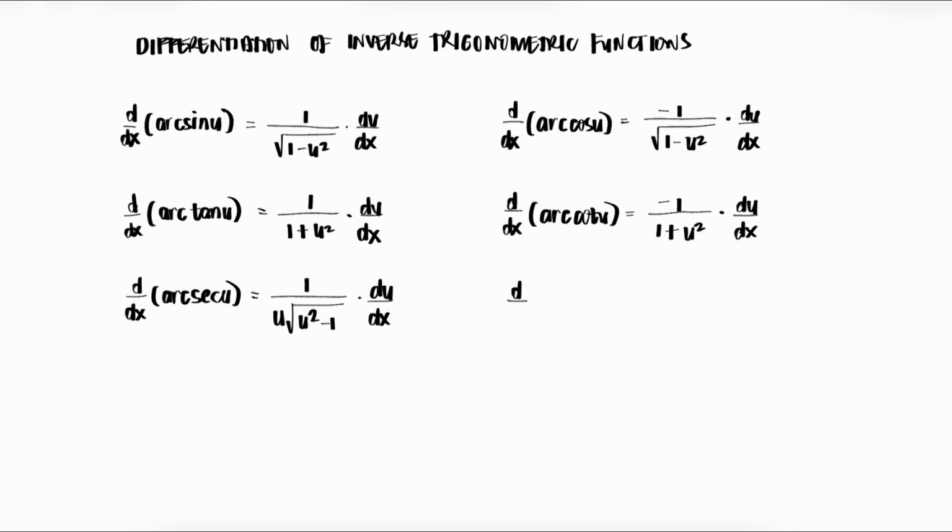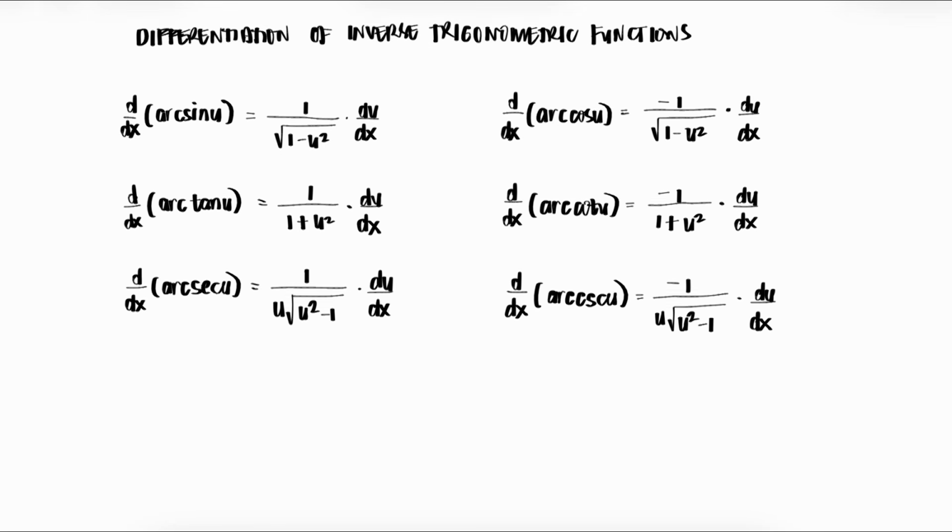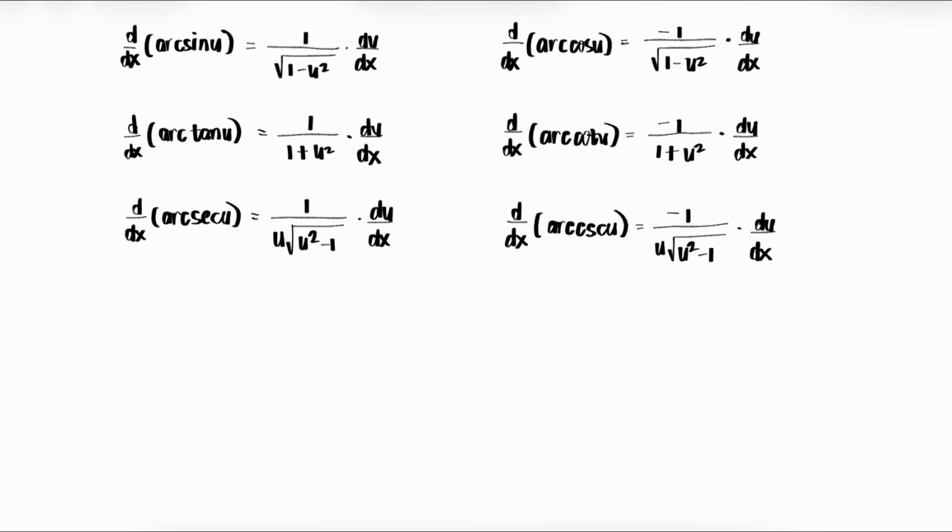And for the derivative with respect to x of arc cosecant of u, we just copy the formula for the derivative of arc secant. So arc cosecant of u is 1 over u square root of u squared minus 1 times the derivative of u with respect to x. Again, you just need to put a negative sign. So it's the negative of 1 over u square root of u squared minus 1 times the derivative of u with respect to x.